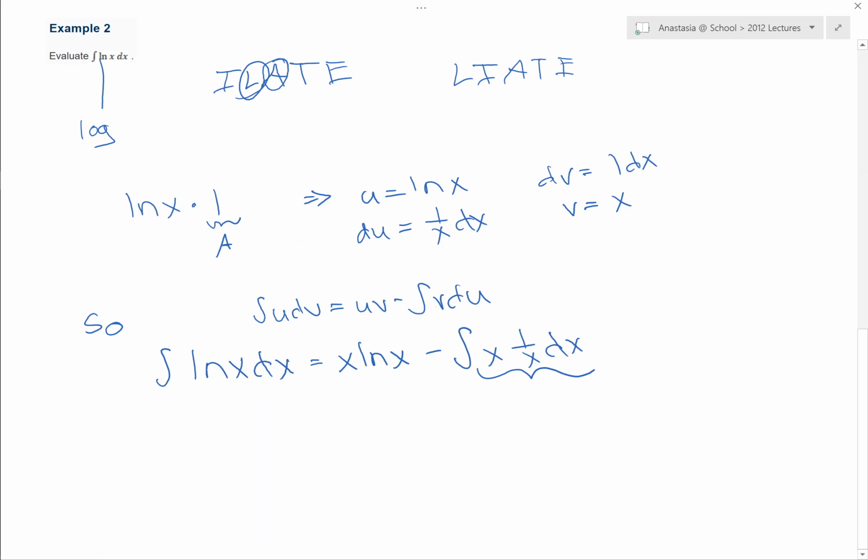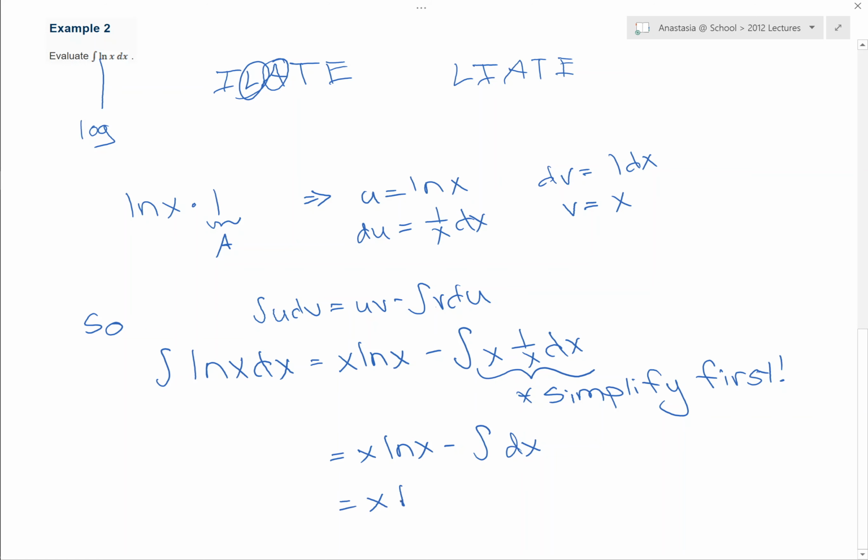Now, something important here, always simplify first. When you are using integration by parts, simplify this integral of v du before you try to evaluate it. So in this case, x times 1 over x will just give us a 1. So we have x times the natural log of x minus the integral of 1 dx, or just simply dx.